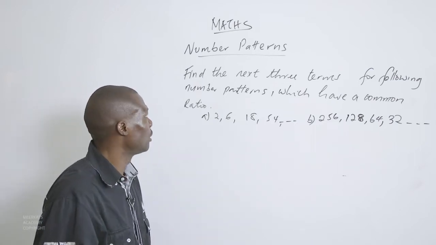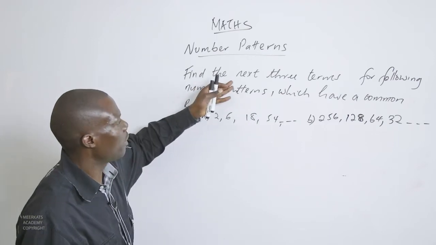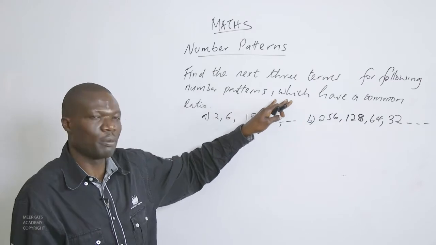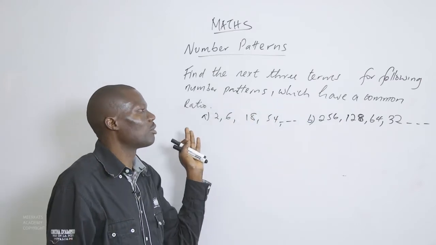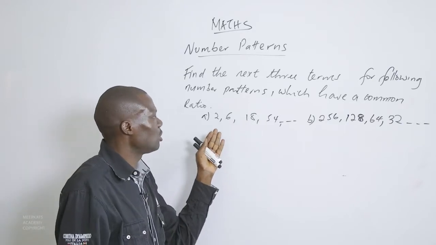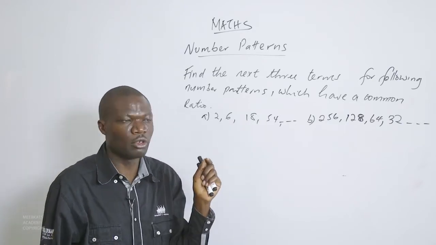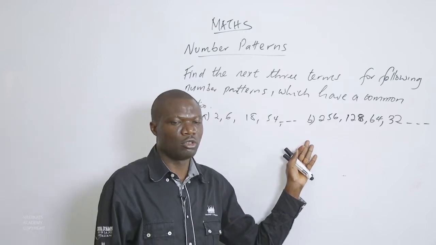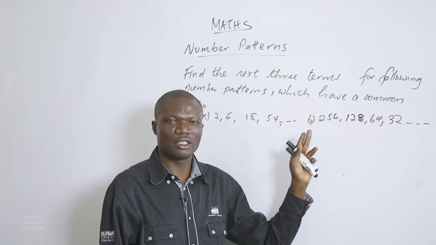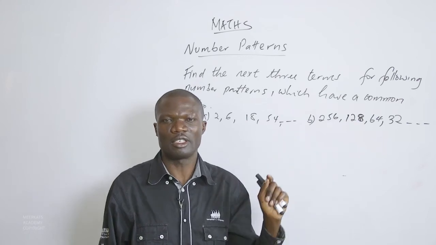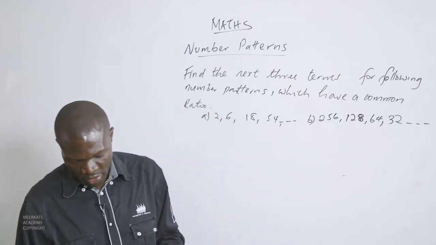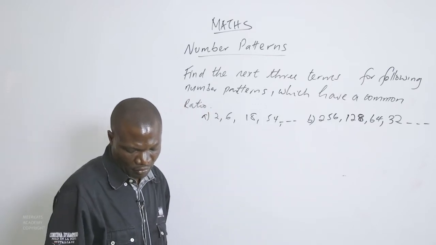We have this question: find the next three terms for the following number patterns which have a common ratio. 2, 6, 18 and 54, and 256, 128, 64, 32, and so on. So let's start with the first one.